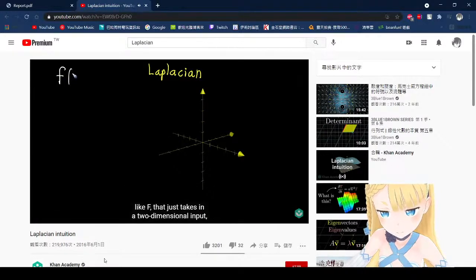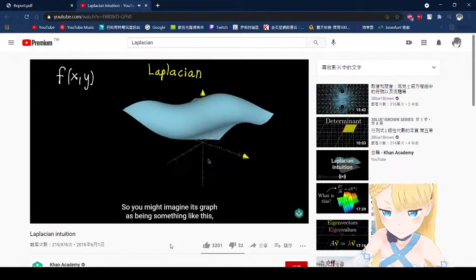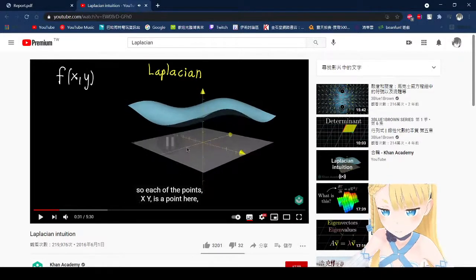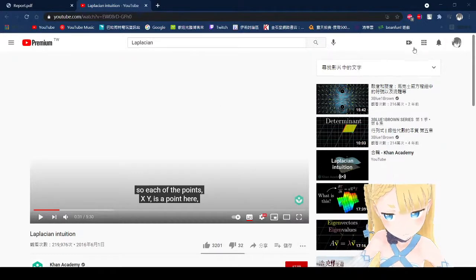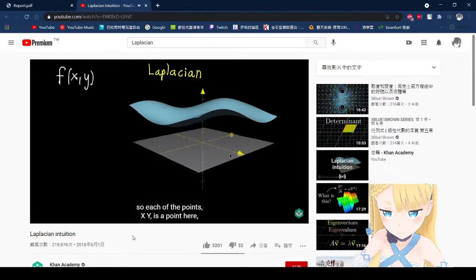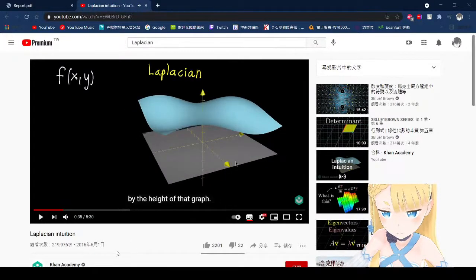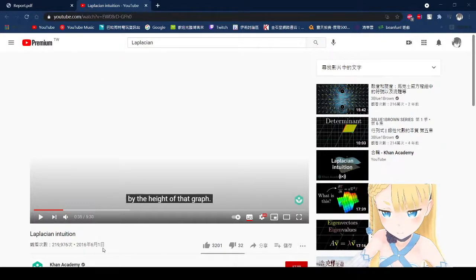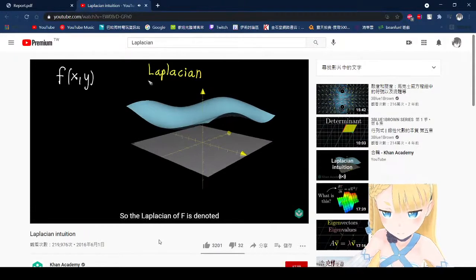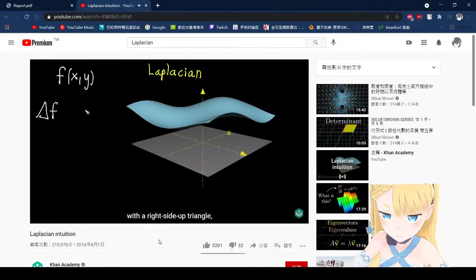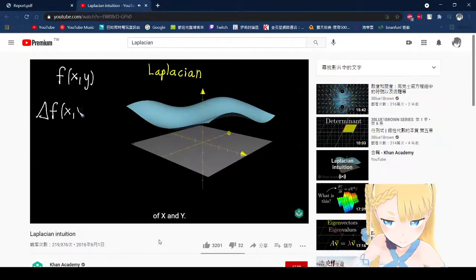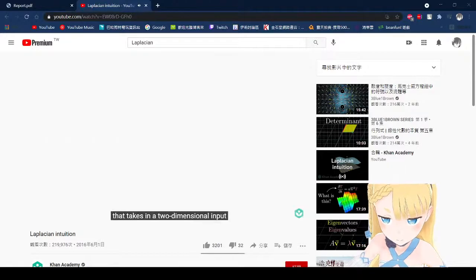function like f that just takes in a two-dimensional input, f of xy. So you might imagine its graph as being something like this, where the input space is this xy plane here. Each of the points xy is a point here, and then the output is just given by the height of that graph. So the Laplacian of f is denoted with a right side up triangle, and it's going to give you a new scalar valued function of x and y. So it's going to give you a new function that takes in a two-dimensional input and just outputs a number.